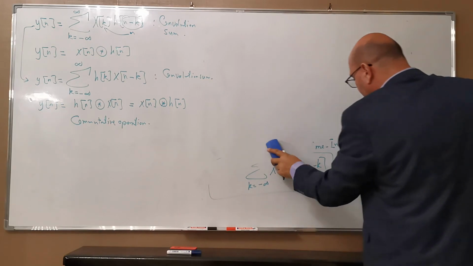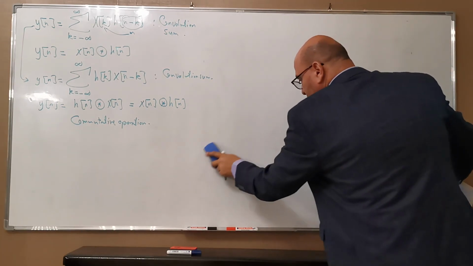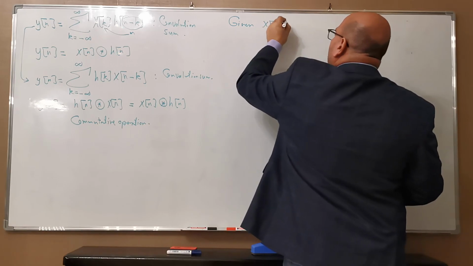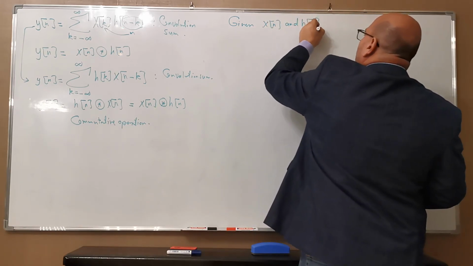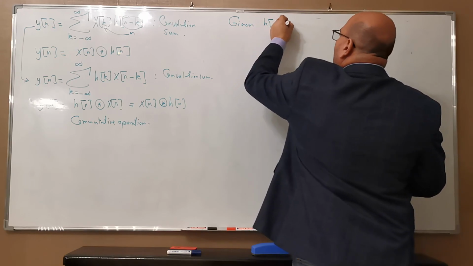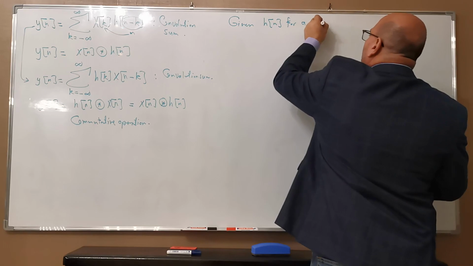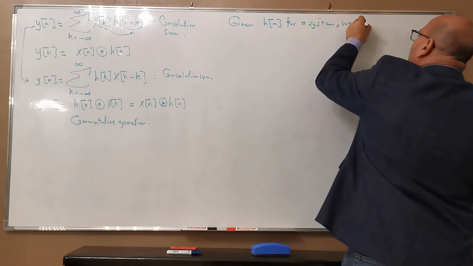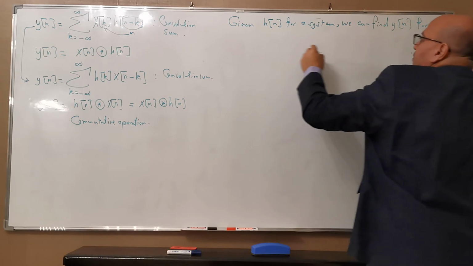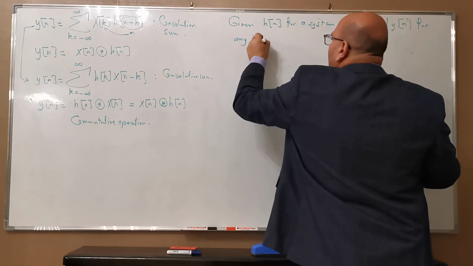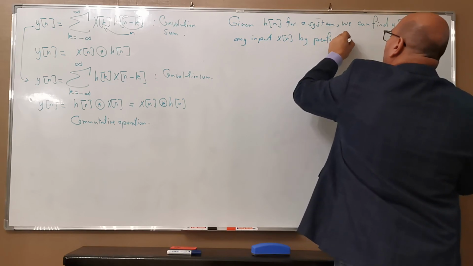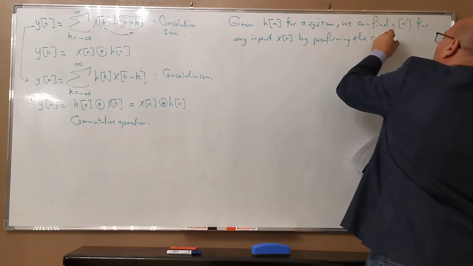What does that mean? Convolution sum. It means that if you are given x of n and h of n, or let me just put it in another way: if we are given h of n for a system, we can find y of n for any input x of n by performing the convolution sum.